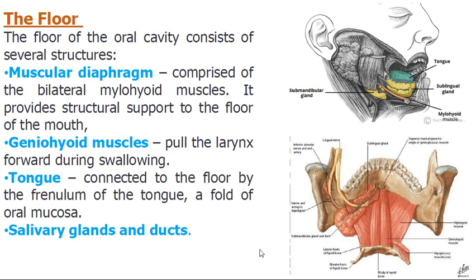Now, the floor of the oral cavity consists of many structures, including the muscular diaphragm. This muscular diaphragm is composed of two adjacent mylohyoid muscles forming a muscular sheet that separates the oral cavity from the neck outside. So it provides support for the floor of the mouth. Most structures rest on this diaphragm, on this mylohyoid sheet of muscle.